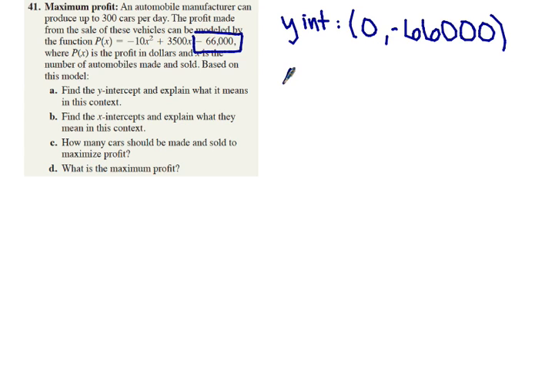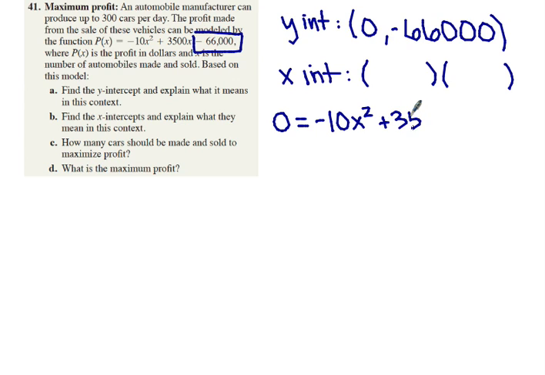So the next piece we're going to look at is we want to find our x-intercepts. Over the last couple days, we've found several ways to do that. I'm going to go ahead and use the quadratic formula because for me that's the one I like to use. So if we plug in 0 for our profit, we want to know where our x-intercept is. So y is going to be 0. We'll have our equation where our a value is negative 10, our b value is 3,500, and our c value is negative 66,000.